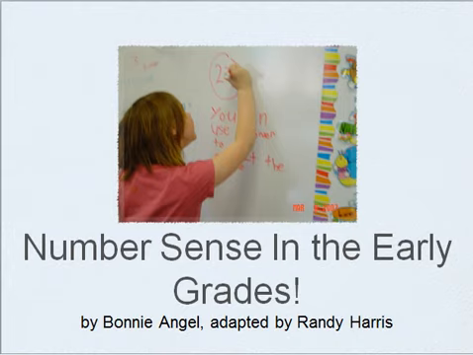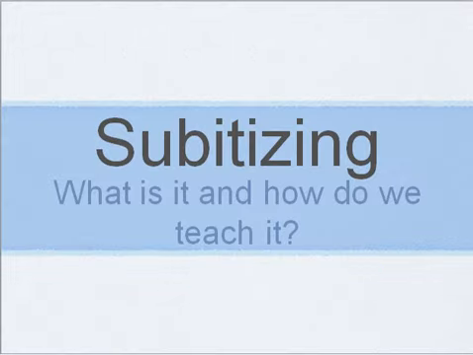Hello, I'm going to talk about number sense, and this is a thing called subitizing. Subitizing is a very interesting thing. You probably are wondering, what is it? How do we do it? Well, when I say dog, what do you see in your head? Just think. Okay, tell me one or two.